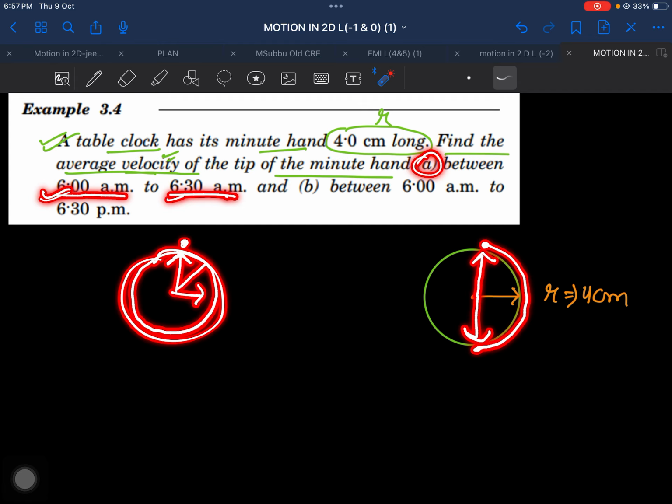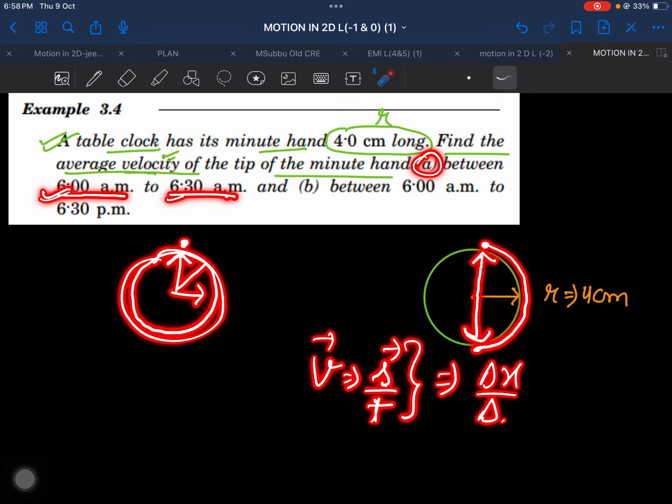So you know that, right? Velocity is simply displacement upon time. Okay, you can say the displacement upon time, or you can say simply delta x upon delta t. That's it, right? Just think. So what is the displacement? The shortest distance between initial and final position. So this is your initial position here, and this is your final position here.